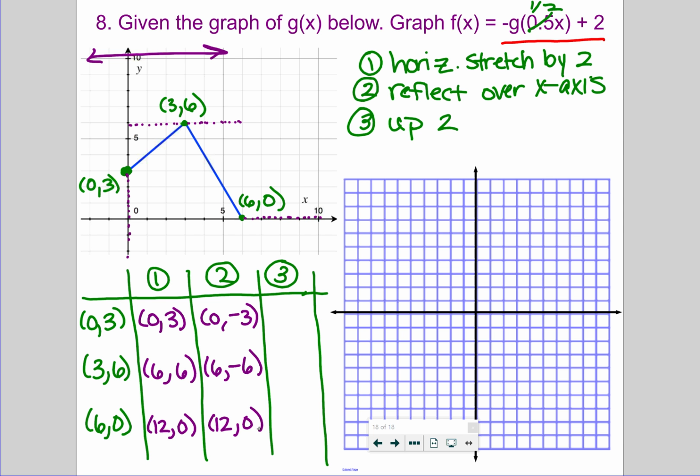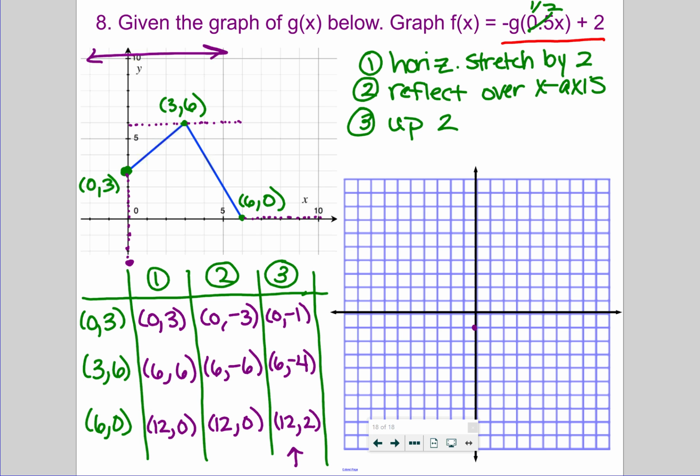The last thing we need to do is take our points and move them up 2. So let's say I have (0, -3) down here somewhere. If I move that up 2 units, it would be at (0, -1). So you can see what changed. My y value increased by 2. Same thing's going to happen with all of our other points. -6 plus 2 is -4. And 0 plus 2 gives me 2. That last column is what we graph, and we have our transformed function.